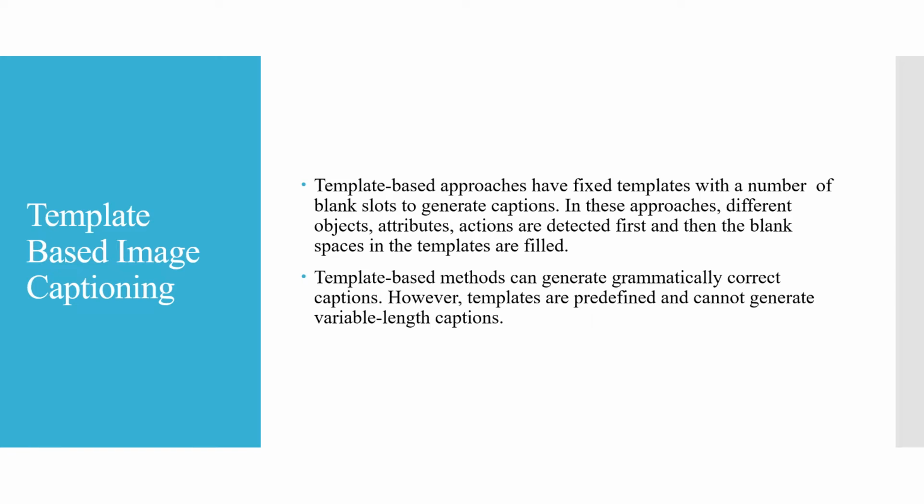The first method, template based image captioning. Template based approaches have fixed templates with a number of blank slots to generate captions. In these approaches, different objects, attributes, and actions are detected first, and then the blank spaces in the templates are filled. Template-based methods can generate grammatically correct captions. However, templates are predefined and cannot generate variable length captions.